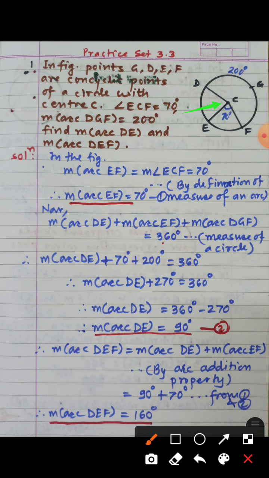It is given that angle ECF is 70 degree. Then measurement of arc DGF is 200 degree. We are asked to find measurement of arc D and measurement of arc DEF. So we will work out the solution.